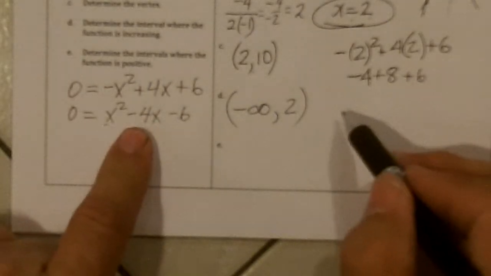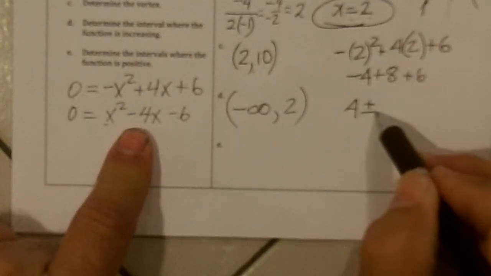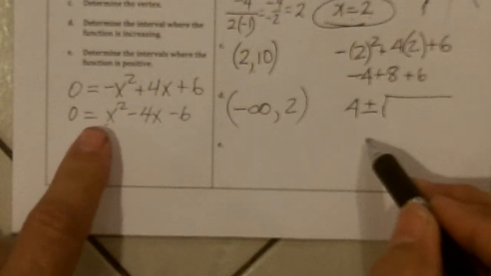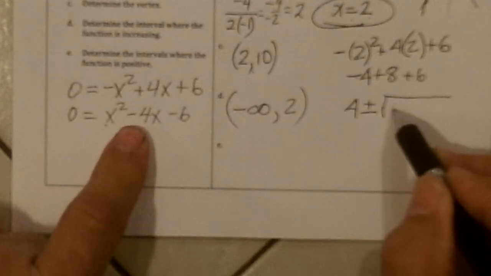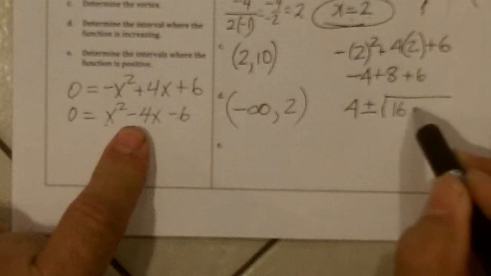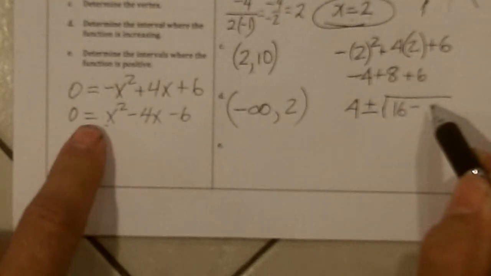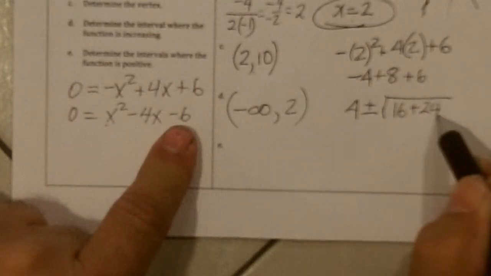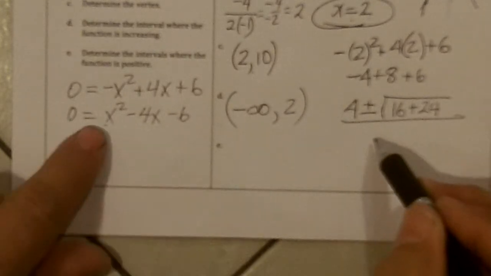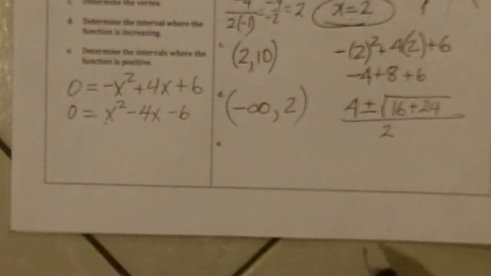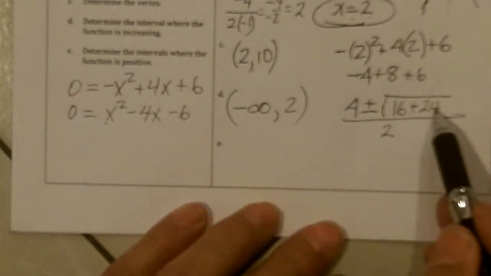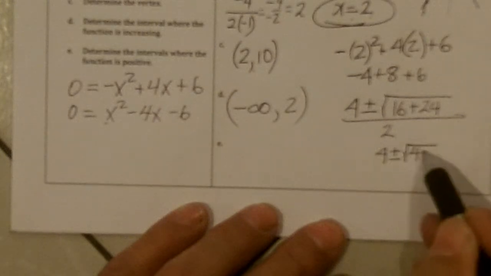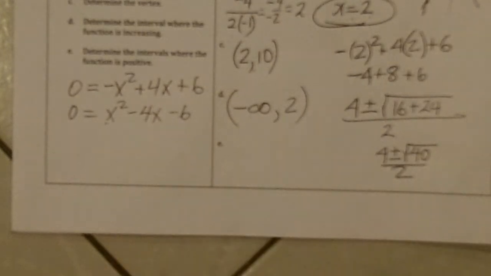So it's the opposite of b, 4, plus or minus the square root of b squared, which negative 4 times negative 4 is positive 16, minus 4 times 1 is minus 4 times minus 6 is plus 24, all over 2 times 1, which is 2. So 16 plus 24 is 40. So I got 4 plus or minus the square root of 40 over 2.